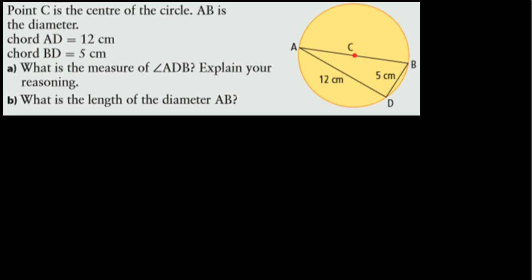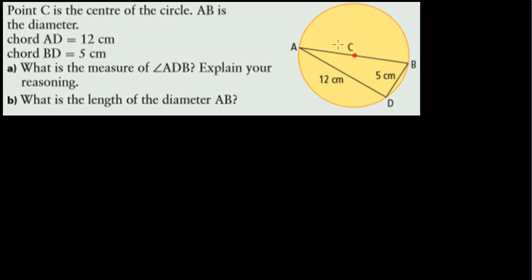Let's keep on going with this distance calculation with the central angle and the inscribed angle. We have another very similar question where point C is at the center of a circle. We have AB as a diameter, but this time we have chord AD and chord BD. What is the measure of angle ADB? Well, it's the same as last time.